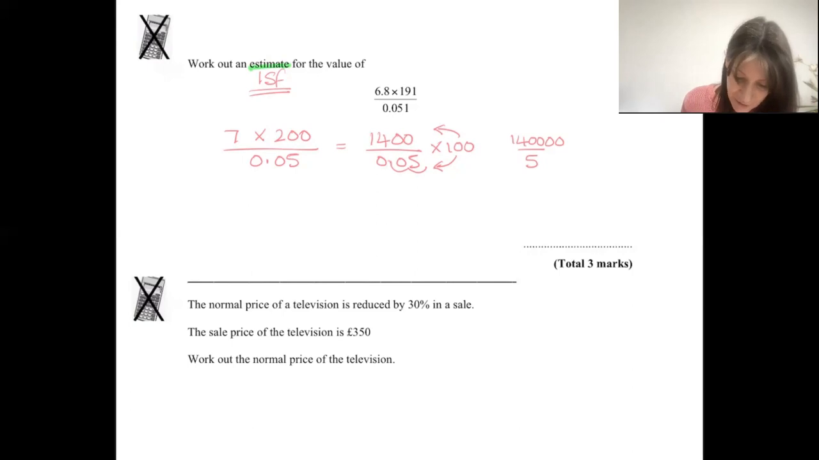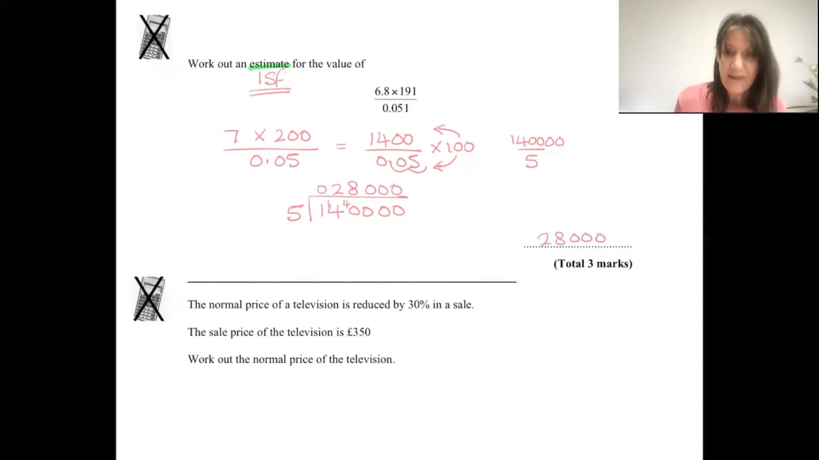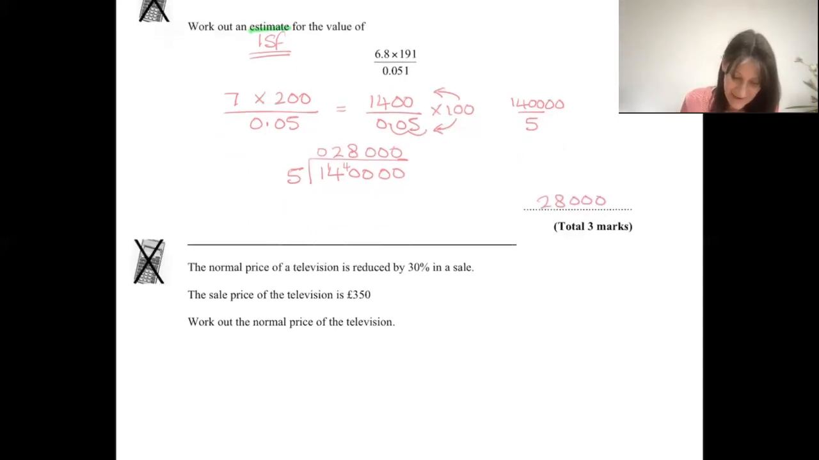So I've now got 14 and 4 zeros. I've got to divide that by 5. So into the bus shelter I go. 5s into 1 don't go, carry the 1. 5s into 14 go 2, remainder 4. 5s into 40 go 8, and then I've got 3 zeros to bring up. So my final answer would be 28,000. Okay, next question.